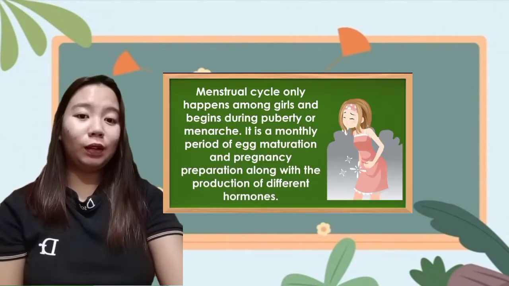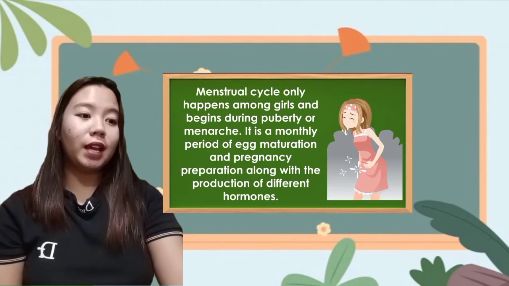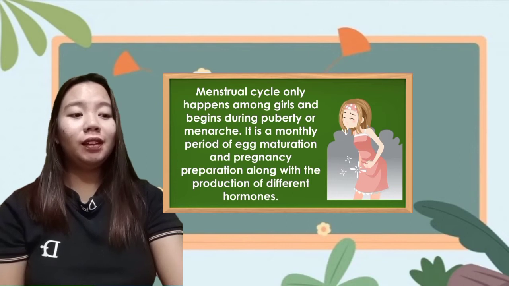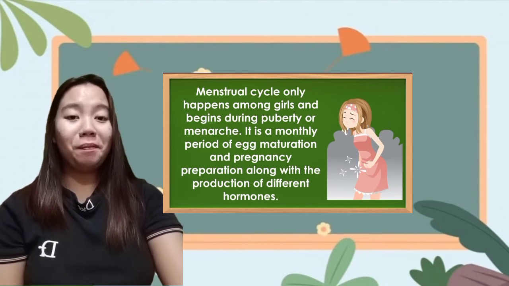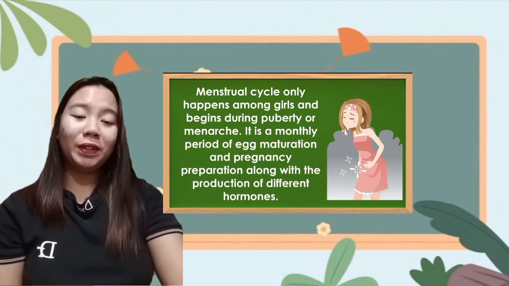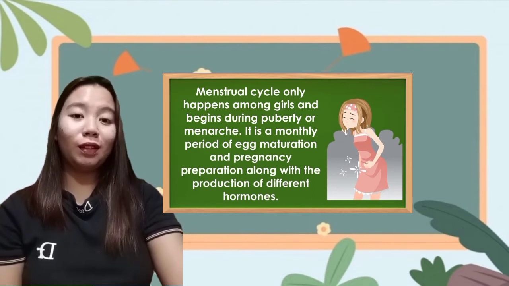The menstrual cycle only happens among girls and begins during puberty, or menarche. It is a monthly period of egg maturation and pregnancy preparation, along with the production of different hormones.